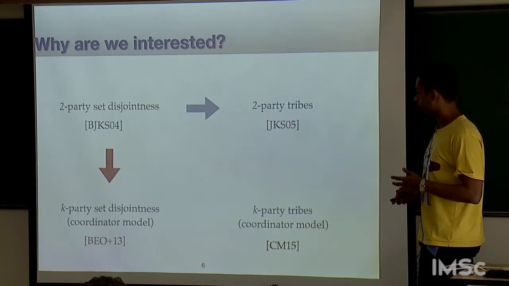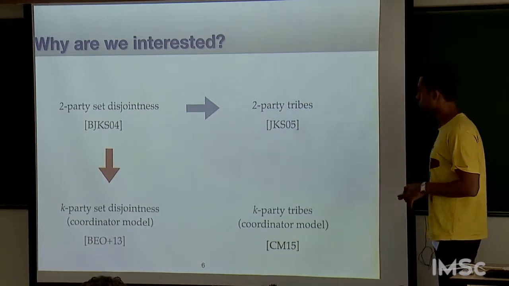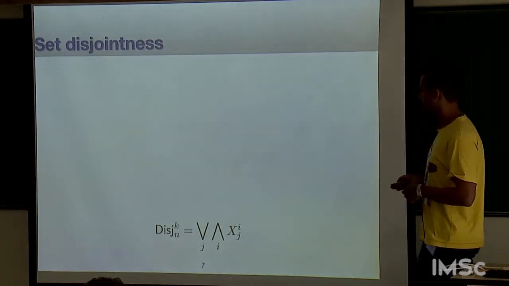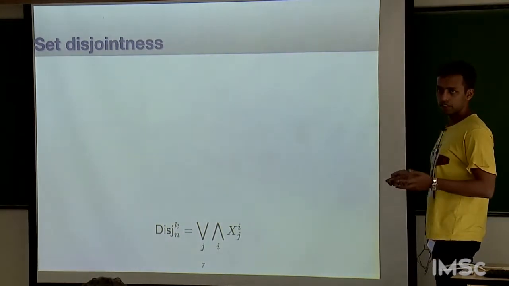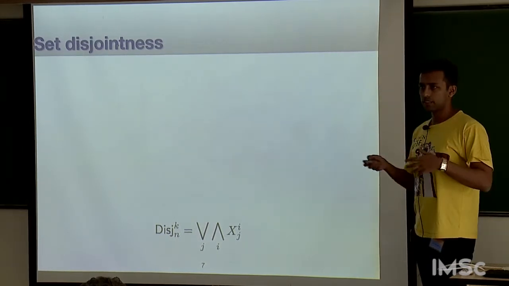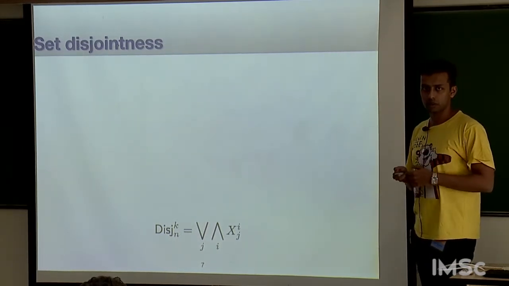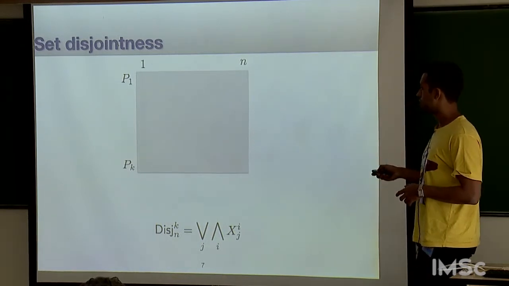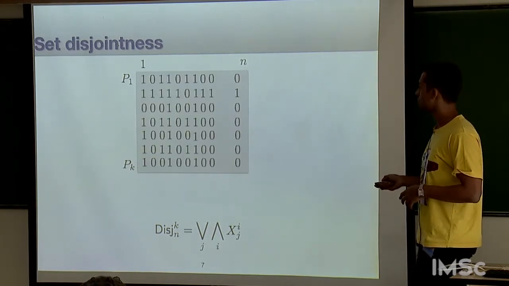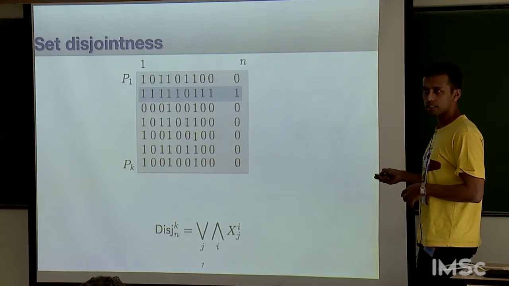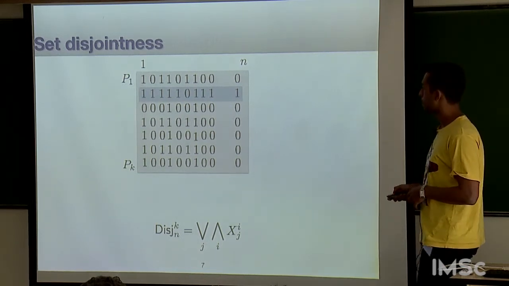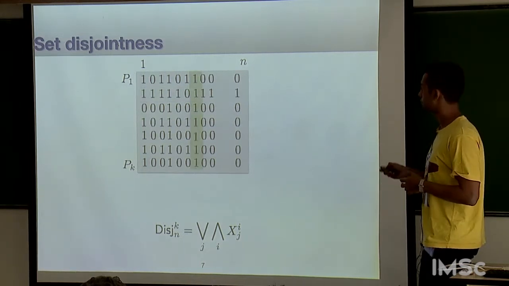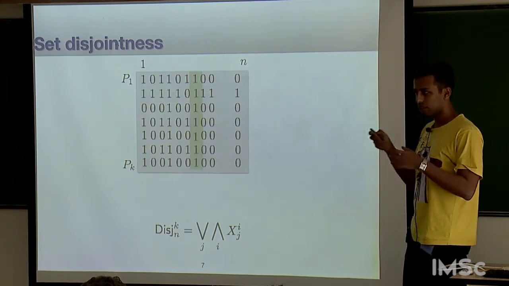I will now go into the main tools of it. Before that, I will define what set disjointness is. For two-party set disjointness, you already know what it is. I will just describe what happens if we extend the notion to the k-party model. So this is the input matrix, and here are the inputs. Each row now represents the input of a player. The set disjointness is true if there is an all ones column. This is sort of the negative notion.